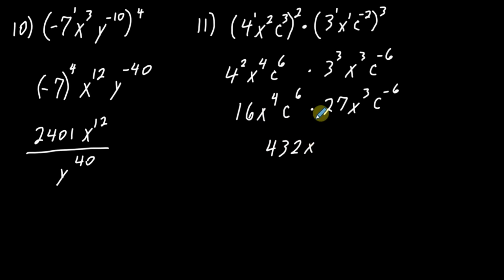X, so I'm multiplying the x times the x, so I add the 4 and the 3. And for the c to the 6th times c to the negative 6th, again, I add and I get c to the 0, right? 6 plus negative 6 is 0. And then the last thing we have to deal with on this one is we have to take care of this c to the 0. We don't want to leave that. So 432 x to the 7th times 1. Well, multiplying by 1 doesn't change anything. So 432 x to the 7th.